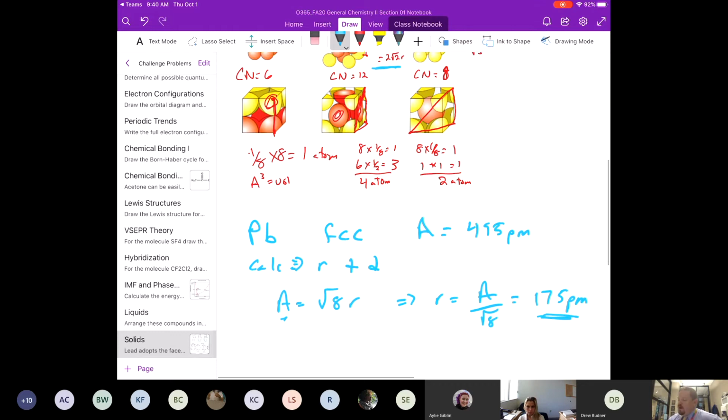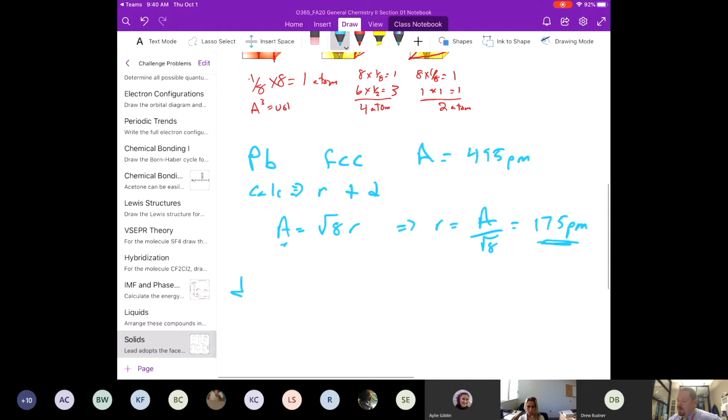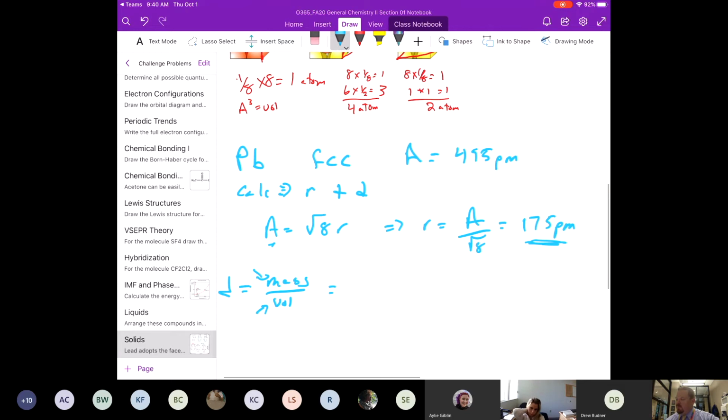Okay. So now the more fun one. Calculate the density. Density is mass divided by volume, right? So we have to figure out the mass that's inside the volume, or the cube, and then the volume of the actual cube. Right? So we're going to do these sort of simultaneously. So let's talk about the volume first.